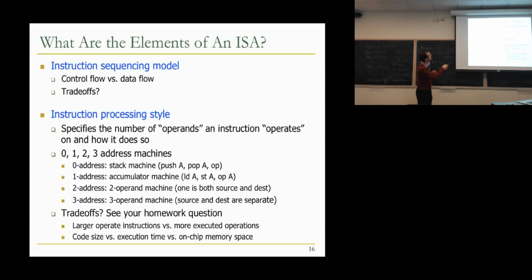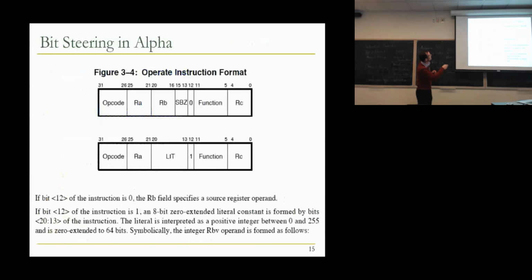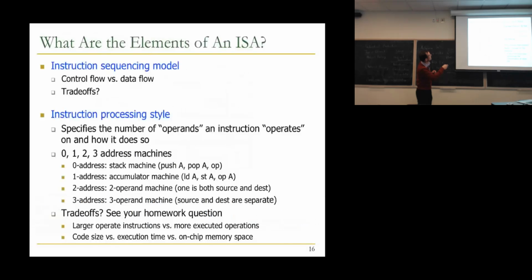Okay, but you know what it is now. You could think of this as a sub-opcode also. So what are the elements of an ISA? We saw the instruction, right? Instruction definition and encodings. Definitely, those are elements. But instruction sequencing model is an element, and we've covered this earlier. Control flow versus data flow. How do you sequence between instructions, right? And there are many trade-offs, as we've discussed last time.